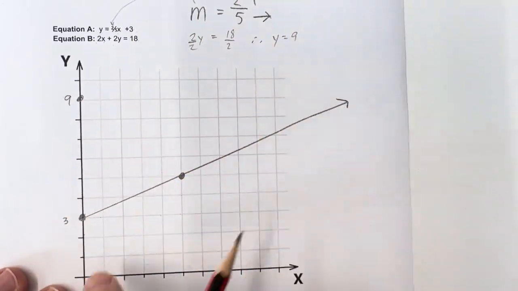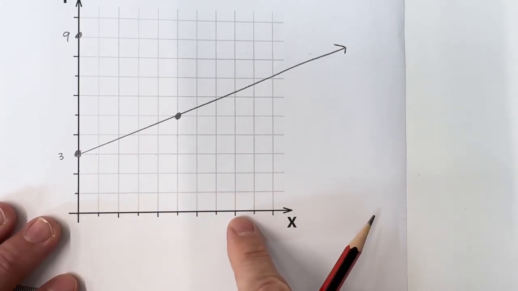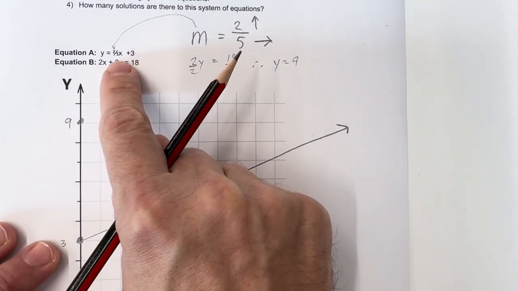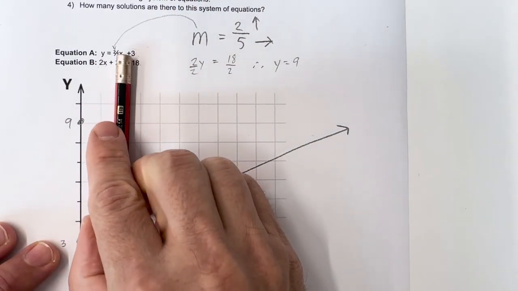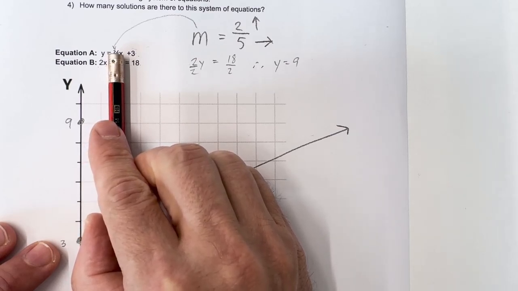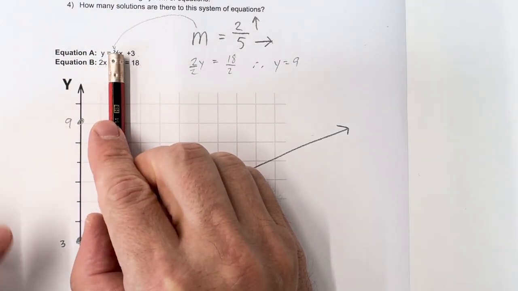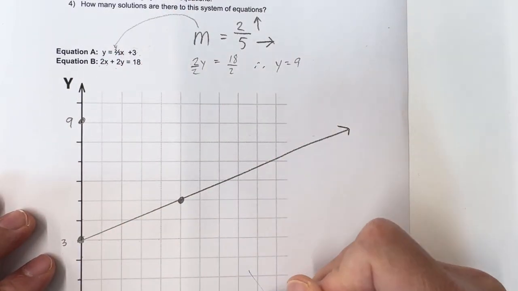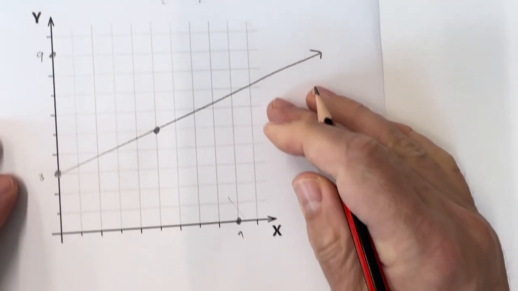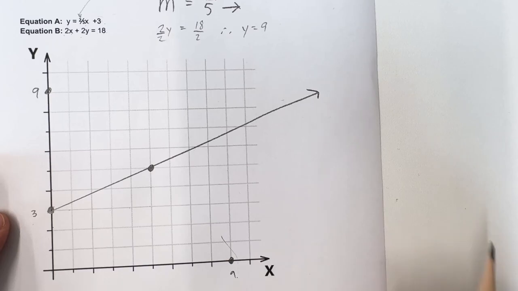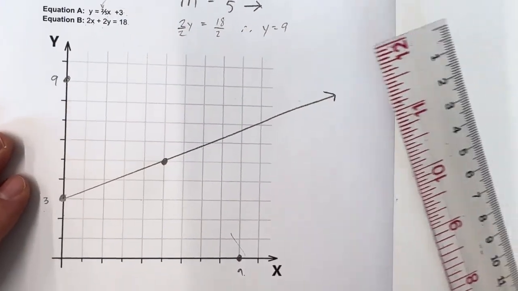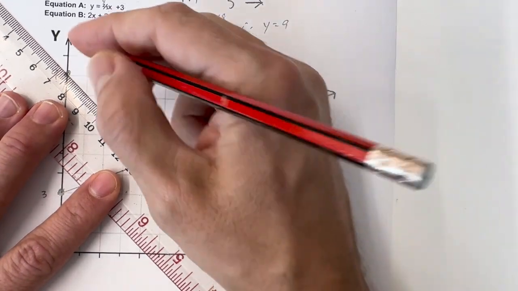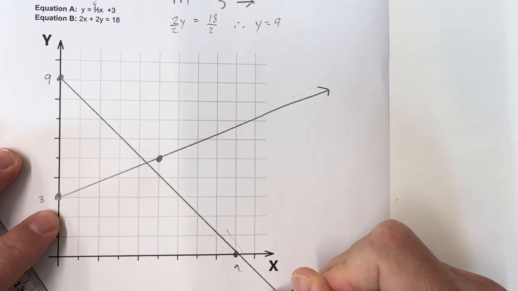So if I want to find my x-intercept, I know my y value is 0. So if this y value was 0, I'll just cover it with my pencil here, right? You'd have 2x is 18. You divide by 2, and you know that when y is 0, x is 9. And that's right there. So now, all you gotta do is draw your other line. And that's perfect for me.